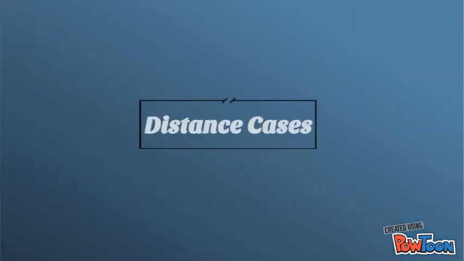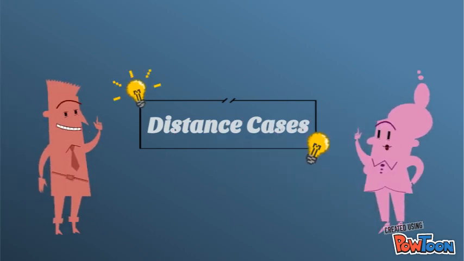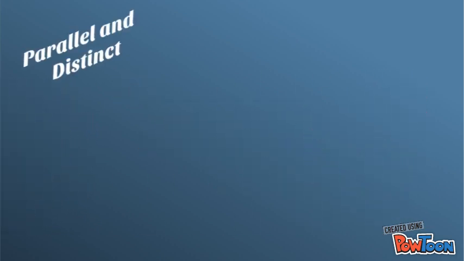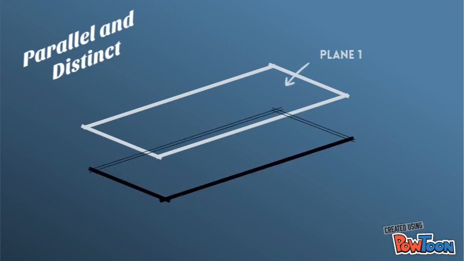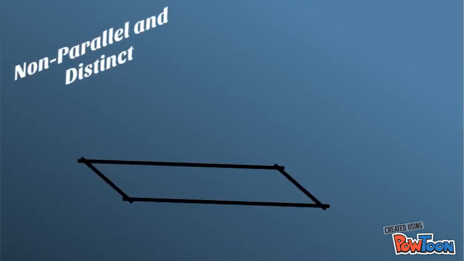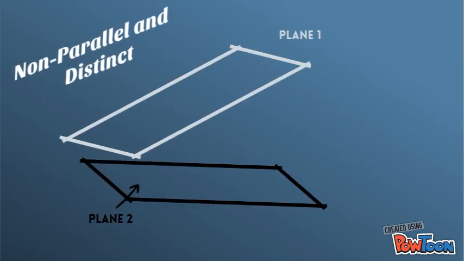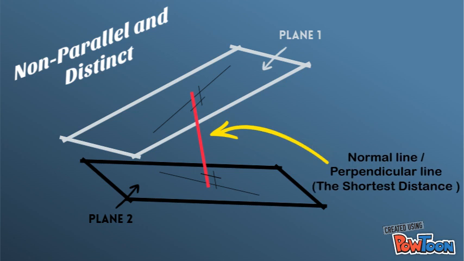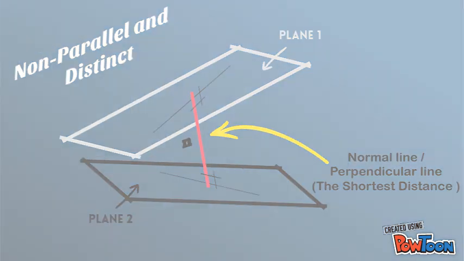Now, what are the distance cases that can define distance between two planes? Now, the first distance case will be the parallel and distinct case. Say you are given two planes, plane 1 and plane 2, they are parallel. The normal line that is formed between the planes will describe the shortest distance. This is also true for the non-parallel and distinct planes, meaning the direction vectors on the planes are not scalar multiples of one another. The same concept applies here as well, as the normal line that is formed between the planes would describe the shortest distance.